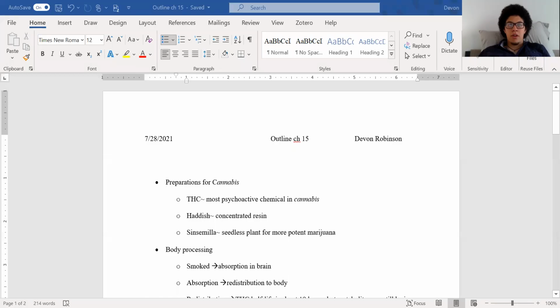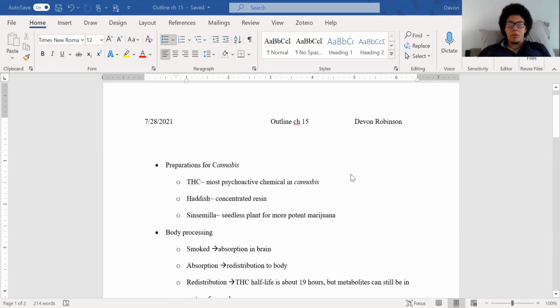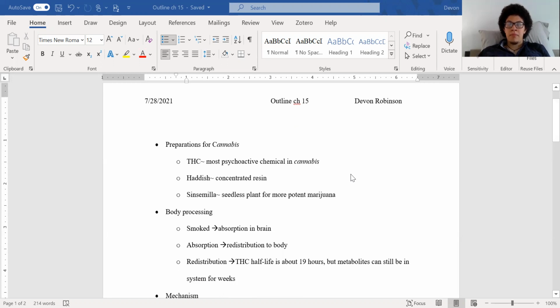So for this chapter, which is the final chapter, we are going to be talking about cannabis. Some preparation for cannabis to begin. THC is the most psychoactive chemical in cannabis, and it can be prepared as hashish, which is concentrated resin, like cut up pieces of the plant. Then it can also be sinsemilla, which is the seedless version of the plant, and this goes for more potent marijuana, so you get more of the effect from it.